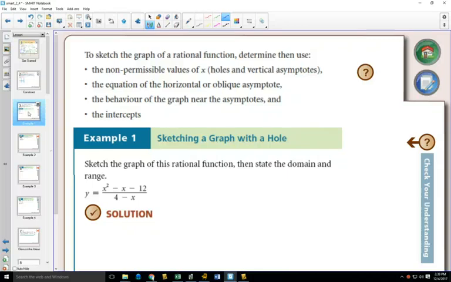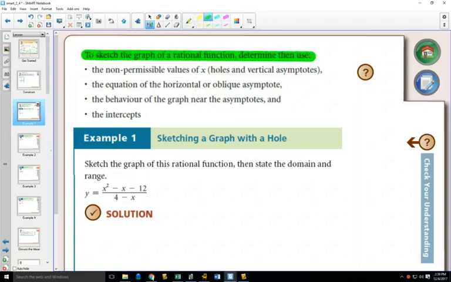Right before page 1, they have the steps for graphing a rational function. Now, we've already done this. The very first thing that we're always going to do is look at our non-permissible values to determine whether or not they're holes or vertical asymptotes.